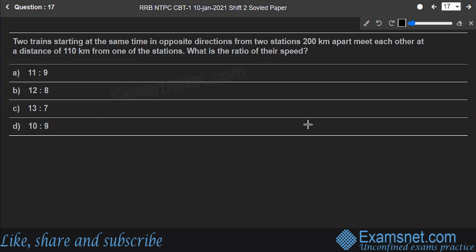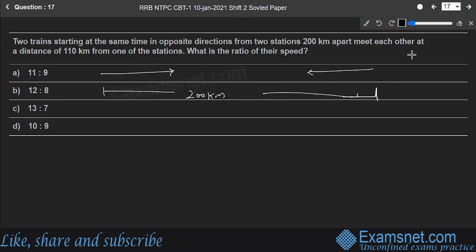Next is question number 17, a mathematical question. Two trains starting at the same time in opposite directions. So if one train is moving this way, the other one is moving in this direction, from two stations which are 200 kilometers apart, meet each other at the distance of 110 kilometers from one of the stations. What is the ratio of their speed?